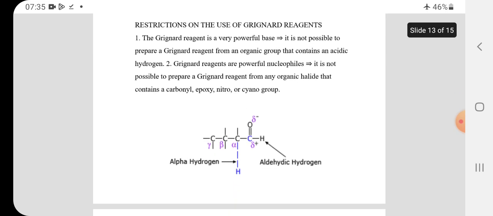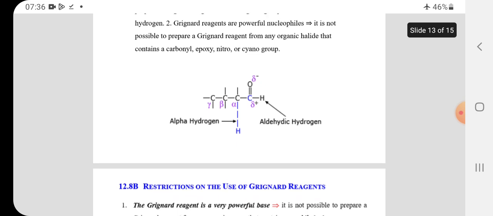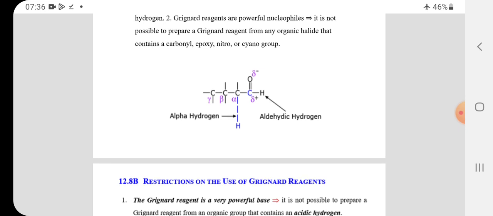Restrictions on the use of Grignard reagents. The Grignard reagent is a very powerful base. It is not possible to prepare a Grignard reagent from an organic group that contains an acidic hydrogen, because acidic hydrogens are easily replaced by the base. Grignard reagents are powerful nucleophiles. It is not possible to prepare a Grignard reagent from any organic halide that contains a carbonyl group, epoxy, nitro or cyano group.